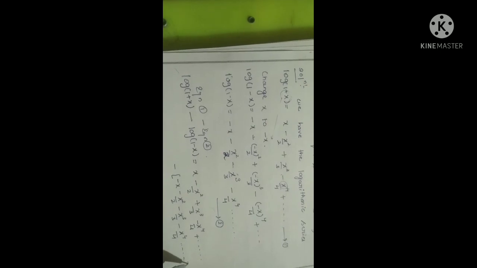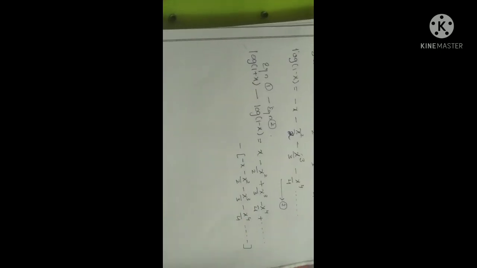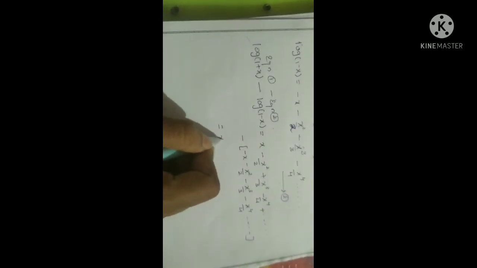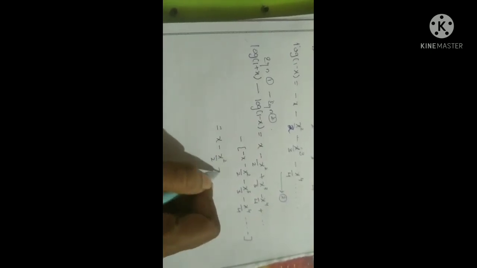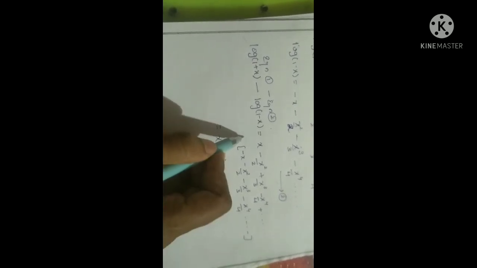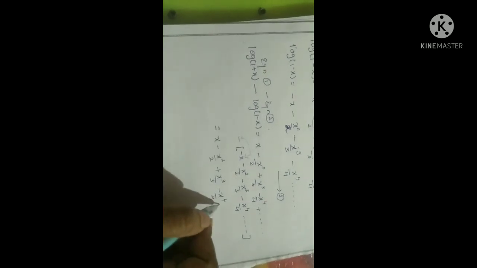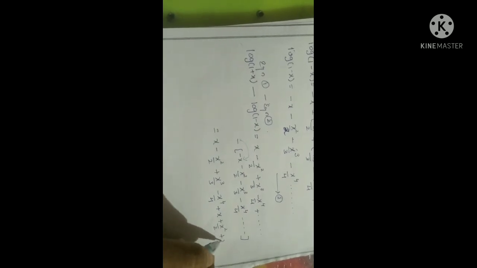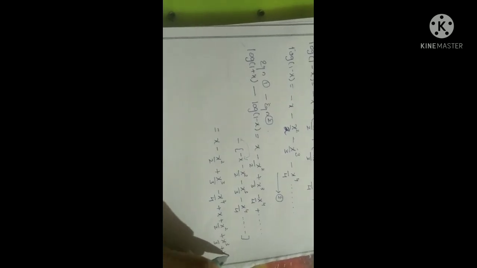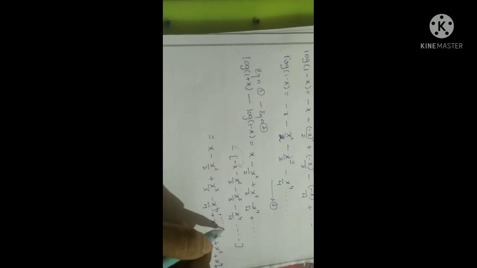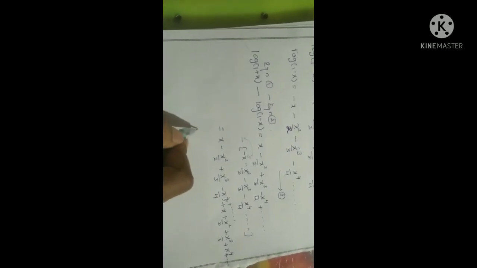So then what it becomes here: x minus x square by 2 plus x cube by 3 minus x to the power of 4 by 4. Multiply this minus sign inside the bracket, minus into minus gives plus x plus x square by 2 plus x cube by 3 plus x to the power of 4 by 4 plus so on. So what happens?